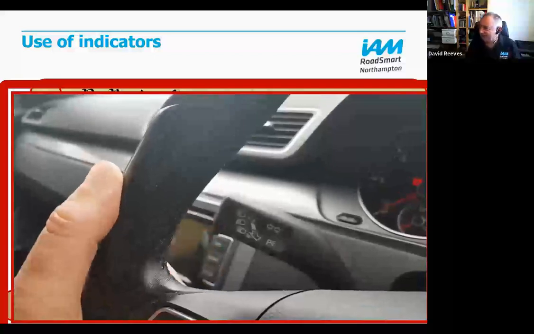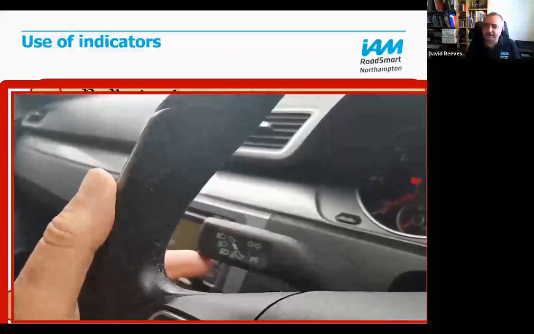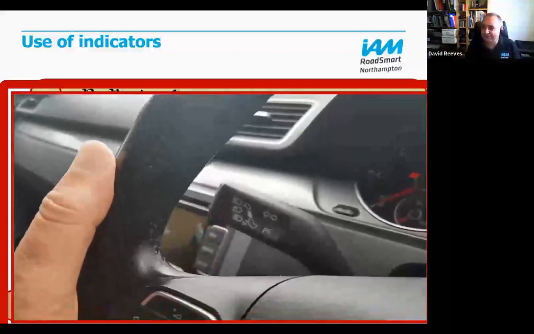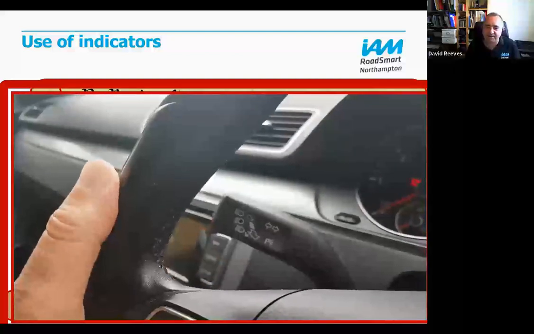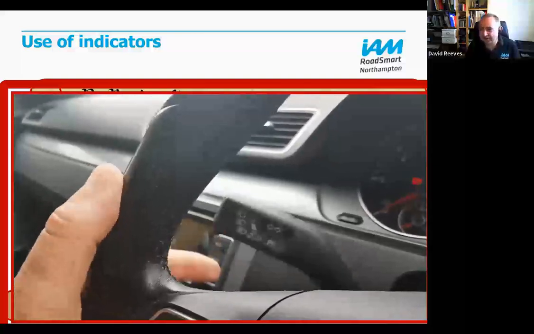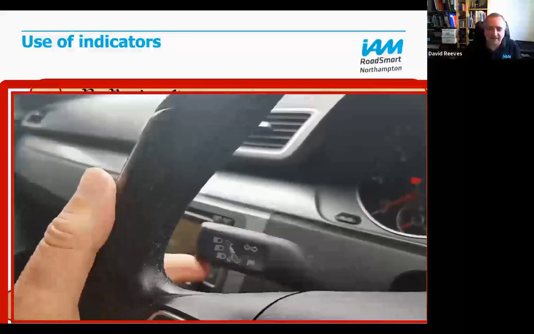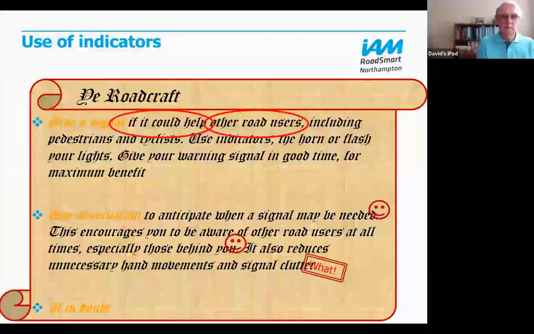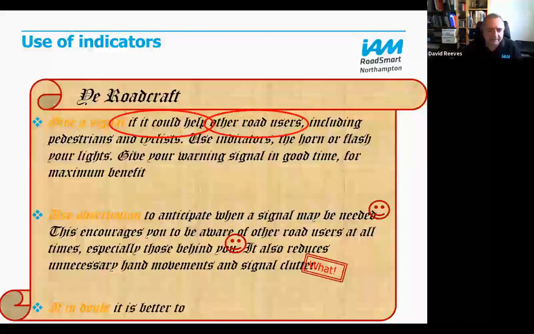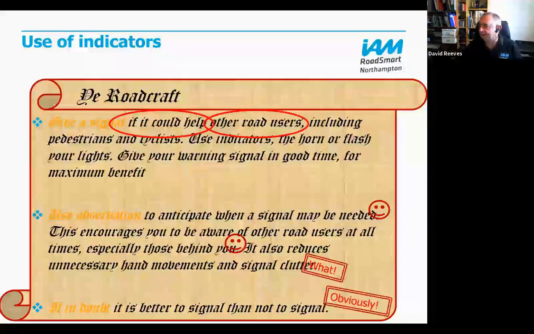Signal clutter, does that mean unnecessary signaling? Yeah, but I don't know really. No, signaling unnecessarily to go around some parked cars, that should be dealt with elsewhere if it's necessary. Anyway, the final bit says if in doubt, it's better to signal than not to signal. It's better to signal than not to signal, obviously.